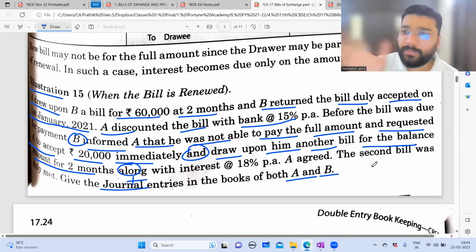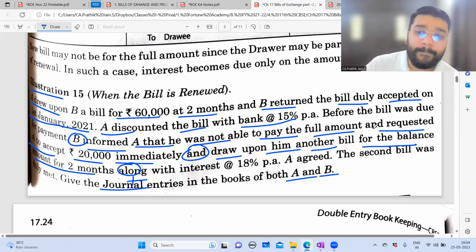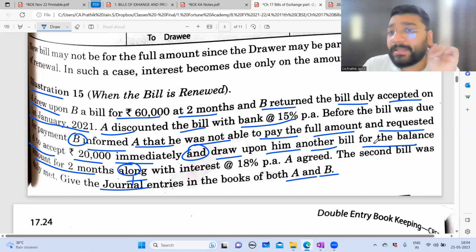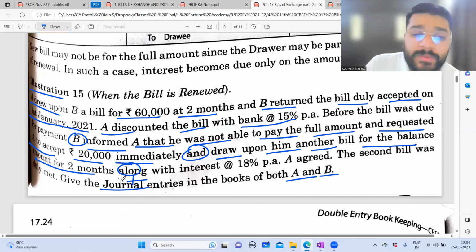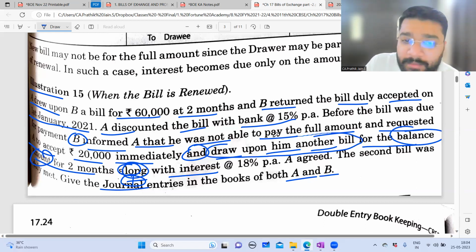Now the game is very simple. The bill value is 60,000. On the due date, he is able to pay only 20,000. So what is the balance amount? 20 is paid, balance 40,000 along with interest. Along with interest means plus interest. So for the balance amount plus interest, you have to draw upon him another bill.